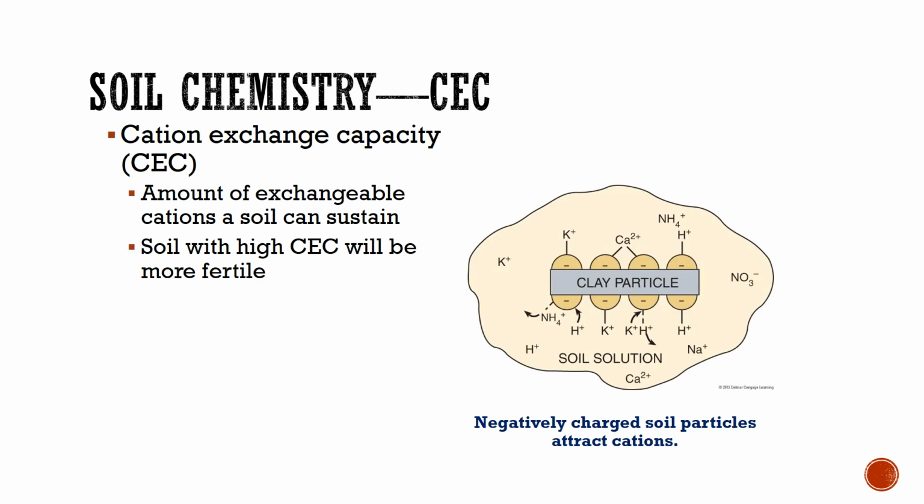So we've talked about texture, we've talked about soil structure. Now let's look at a little bit of soil chemistry. So cation exchange capacity, very important. That is just the amount of exchangeable cations that soil can sustain throughout the growing process. And so you can see that image there. You have some negatively charged particles and some positively charged particles. So the whole interaction between those particles, that cation exchange capacity, the higher we have that, the more fertile that soil is going to be.